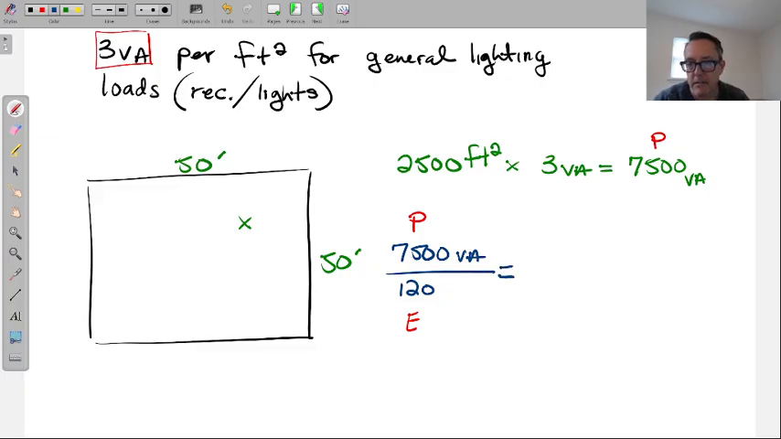So we make this division. We come up with I, and everybody should be looking at 62.5. 62.5 what? Amps. Are we following so far?